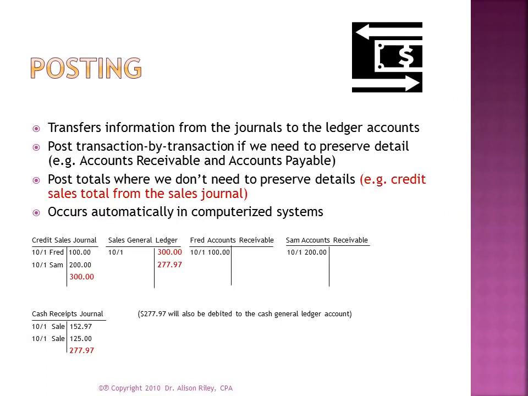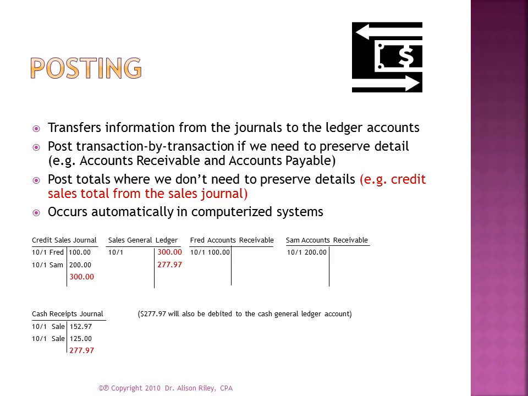Posting is the process of transferring details of transactions from the journal or journals to the ledger accounts. We post to subsidiary ledgers, for example accounts receivable and accounts payable, one transaction at a time, to preserve the details of our credit customers' activities and our purchases and payments to our creditors.